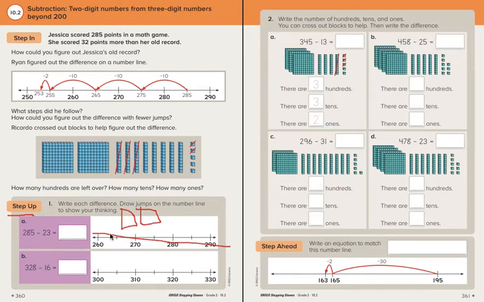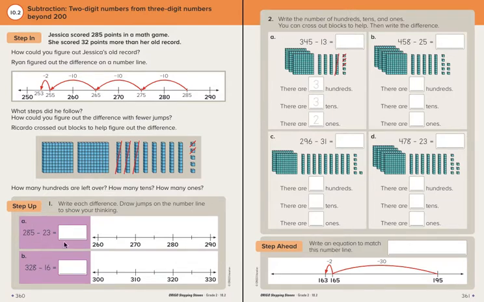285. Or if you want to set it up vertically, up and down, you can do that. You might not have room right on this page to do it, but if you want to do it on a separate piece of paper, you can do that, okay? 285, take away 23. You don't have to use the number line. If you want to, of course you may, but you don't have to.